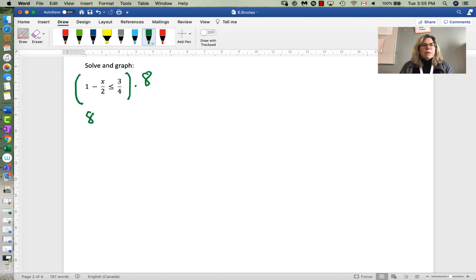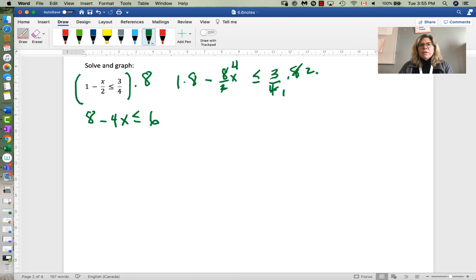So then it's 8 minus, well, 8 over 2 is 4, so it's 4x. And that's less than or equal to, well, 8 times 3/4, it's 24/4, so that's 6. Does that make sense? So 1 times 8 is 8 minus 8x over 2, and this becomes 4x, and then is less than or equal to 3/4 times 8. Well, this is 2 and this is 1, and so that's 6.